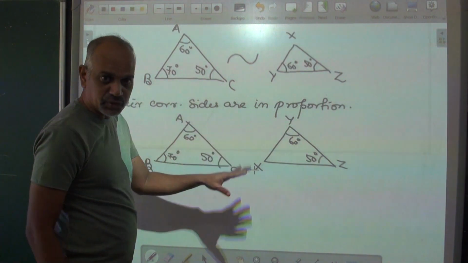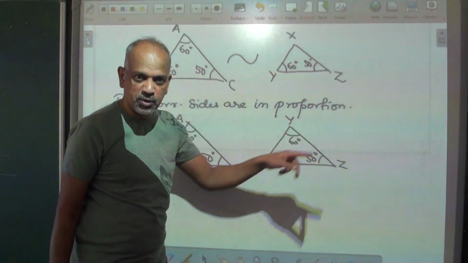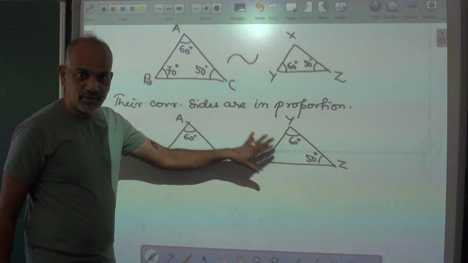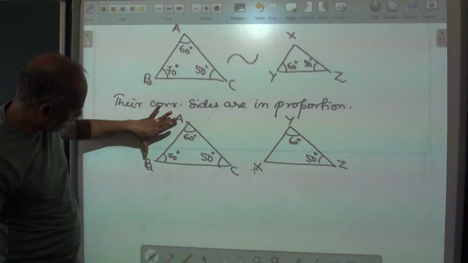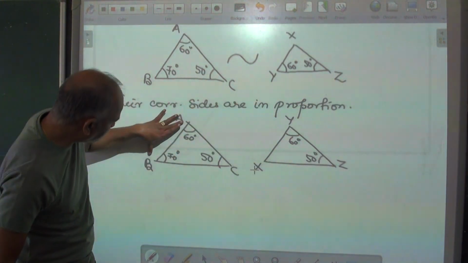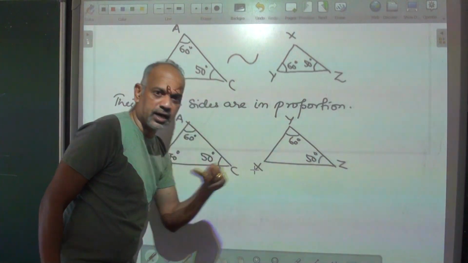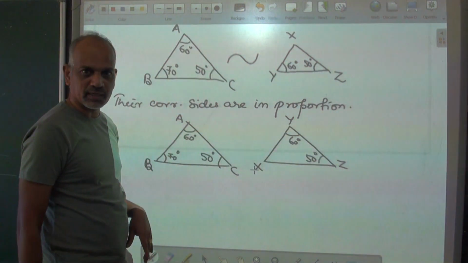So you know that these two triangles are similar, therefore their corresponding sides are in proportion. Now I'll tell you which are the corresponding sides. Now that they are drawn in the same way, corresponding sides are AB and XY. This side and this side are corresponding. This side and this side are corresponding. And similarly, this side and this side are corresponding.